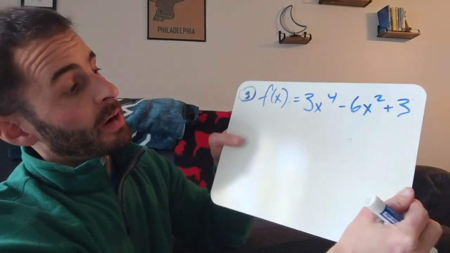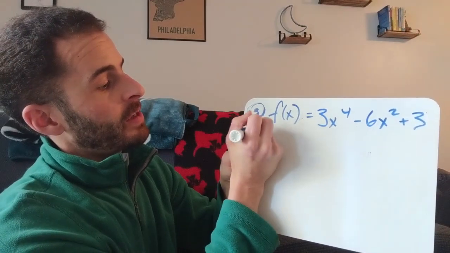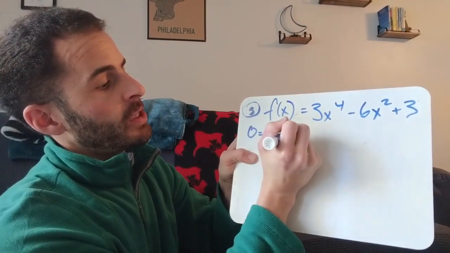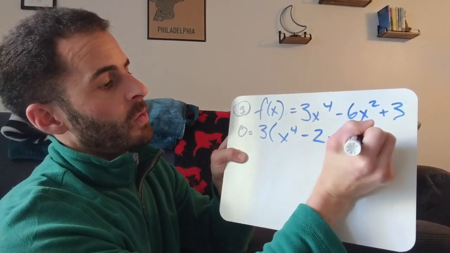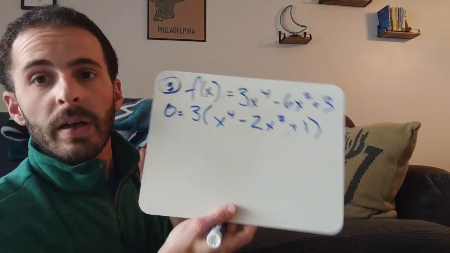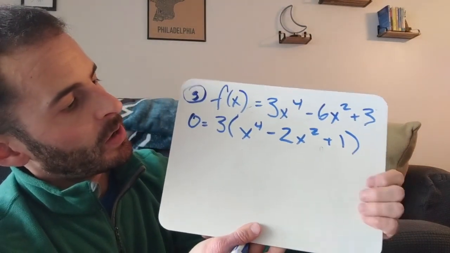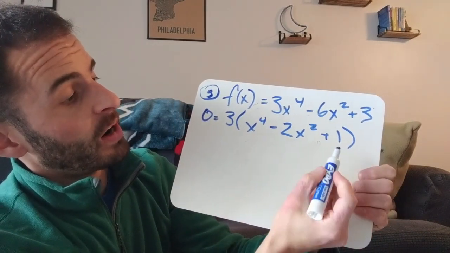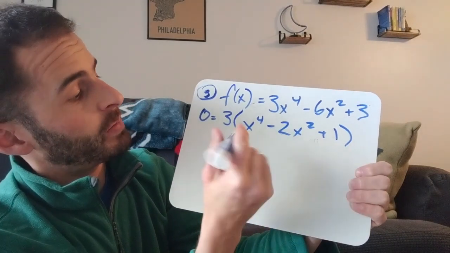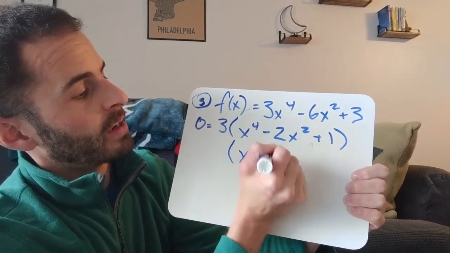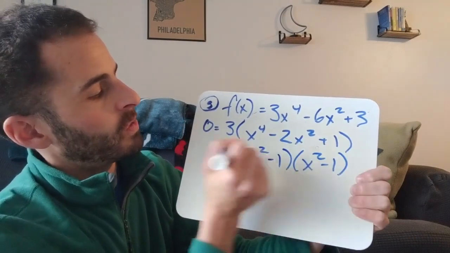All right, first thing I'm going to do, I realize that I have a greatest common factor. Okay, so I'm going to set this equal to 0, take out my GCF. I'm left with x to the 4th minus 2x squared plus 1. Okay, and I have a quadratic form where this exponent is twice that exponent. So now, well, actually this is a perfect square trinomial, but you could also think of it as two numbers that multiply to 1 but add up to -2. So I have x squared minus 1 and x squared minus 1.